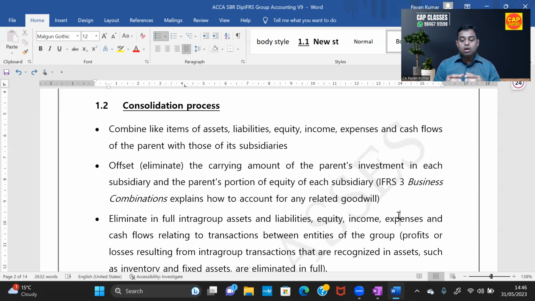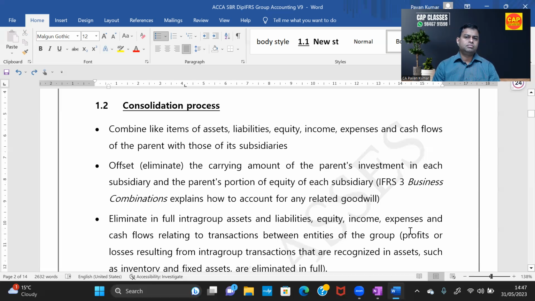You understand? These are called intra-group. Intra means within. Within the group, there are certain assets and liabilities. Within the group, there are certain income and expenses. Within the group, there are certain cash flows. For one entity, it is an asset; for another entity, it is a liability. For one entity, it is income; for another, it is expense. For one entity, it is cash inflow; for another, it is cash outflow. These are to be eliminated.